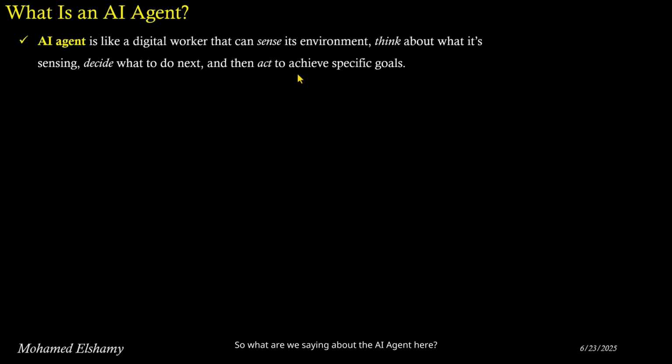So what are we saying about the AI agent here? We're saying that the AI agent is basically a digital worker, someone who works in artificial intelligence. They're able to sense their surrounding environment, and based on their understanding of what they sense, they decide what to do next in order to achieve their goal. That's pretty much it. It's very close to the definition we covered last time.